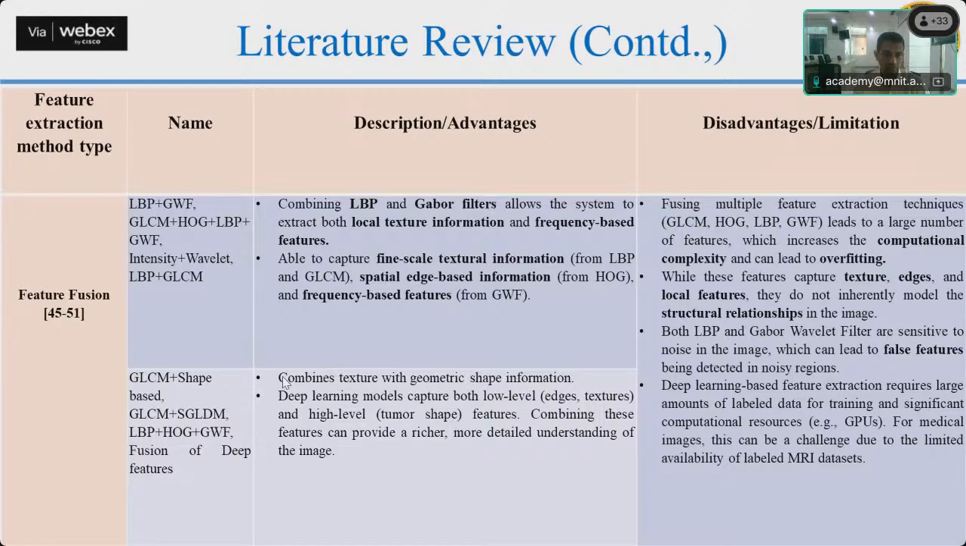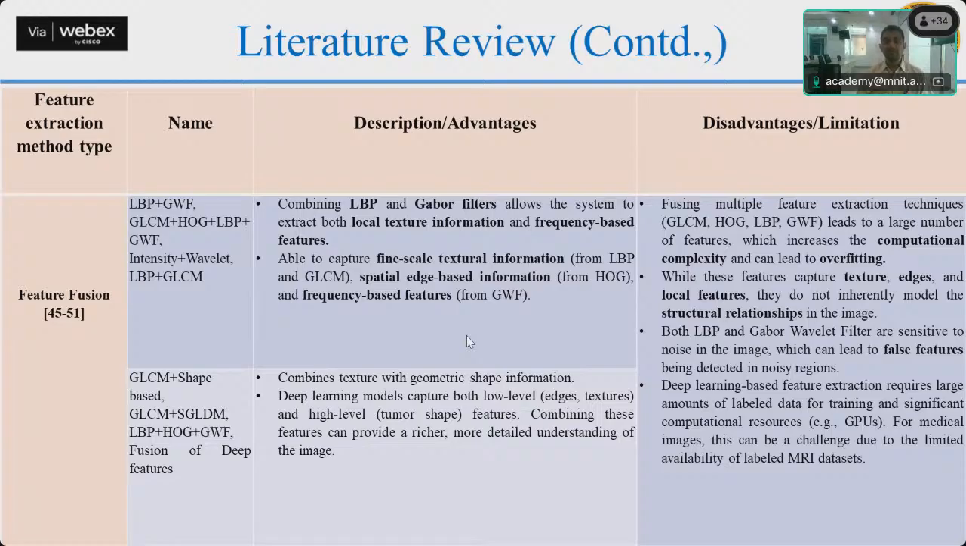So thereafter we also do the feature fusion. Feature fusion is basically using two techniques, LBP plus Gabor, and GLCM and HOG plus GWF. What we are saying here is that fusing multiple feature extraction leads to a large number of features, as we did in our facial expression work, which increases the computational complexity and can lead to overfitting.